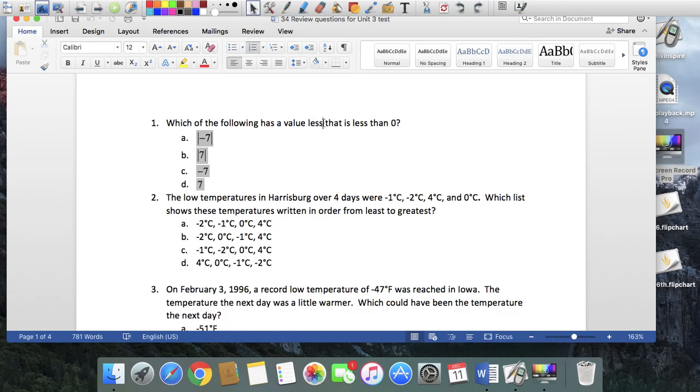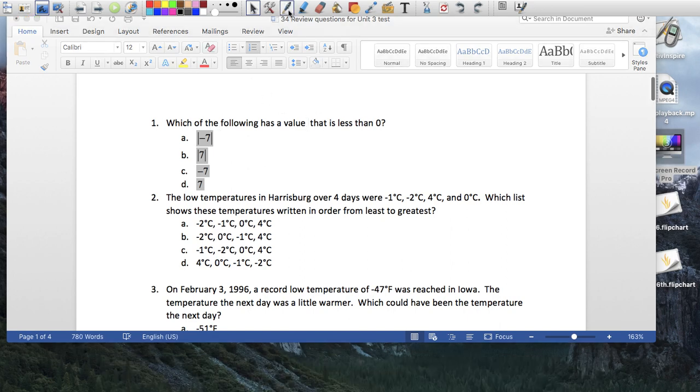that is less than zero? That should be the correct form. And well, let's go one by one.